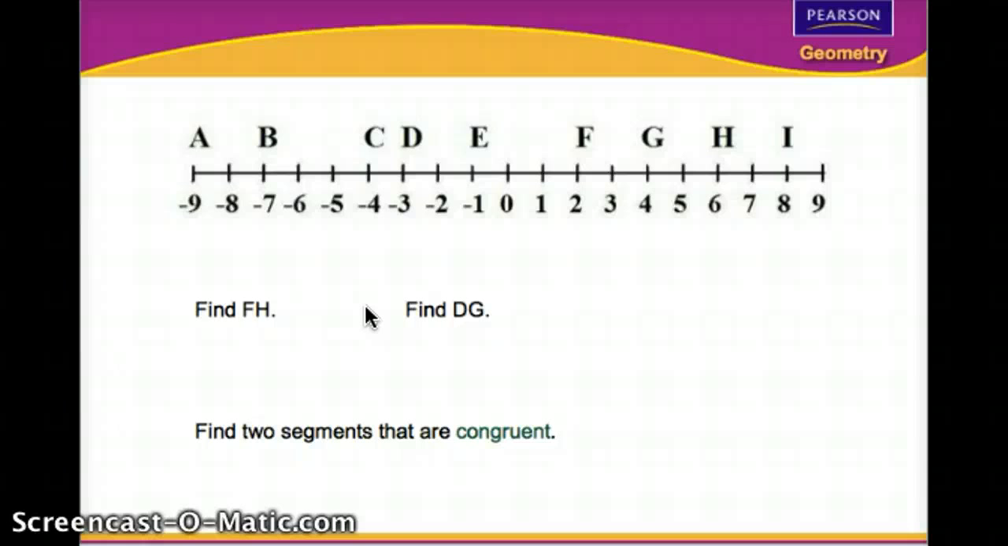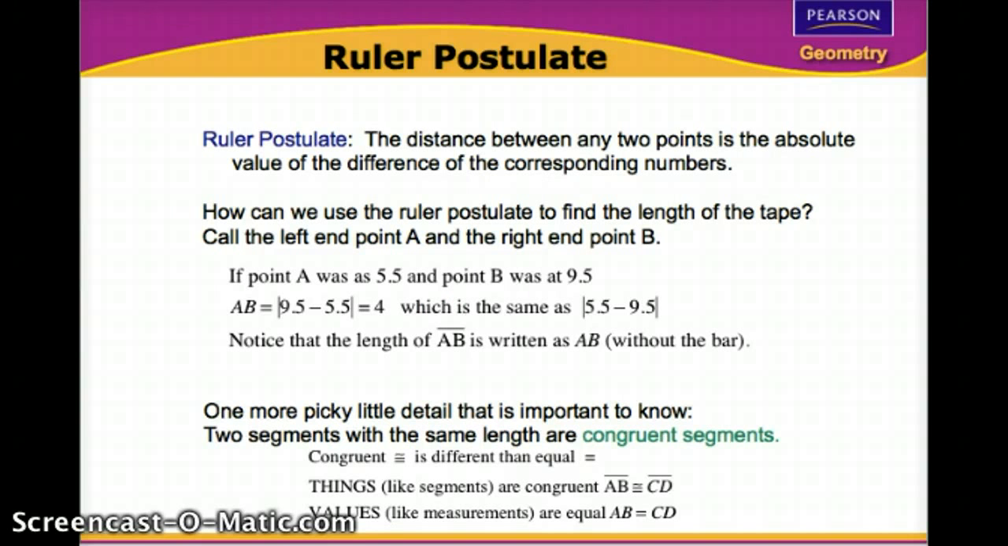The last question on this slide tells us to find two segments that are congruent. That might be a new word to you. What does congruent mean? On this slide, we find some of the things that we talked about explained in a little bit more detail. I want you to pause and in your notes write down the things that you see at the bottom of the page.